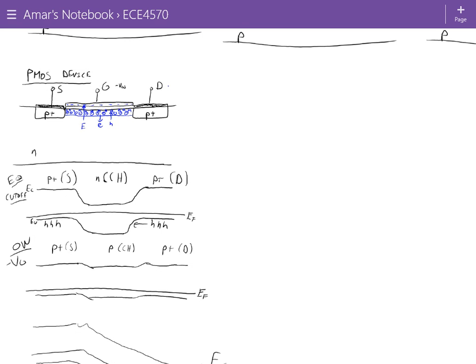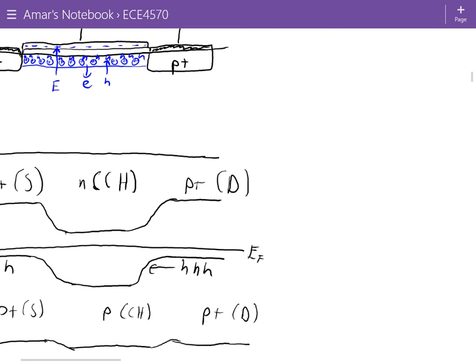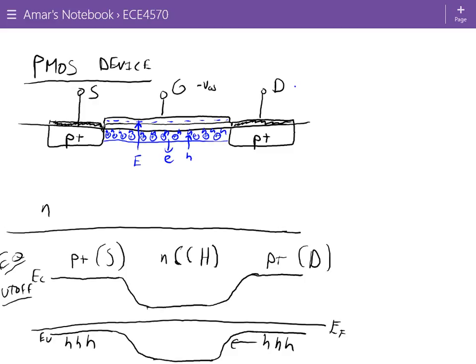All right, so these are the types of things I would want you to understand. Qualitatively, what's happening with the electric field? What's the polarity of the depletion charge? Which way does the electric field point? These types of conceptual questions.